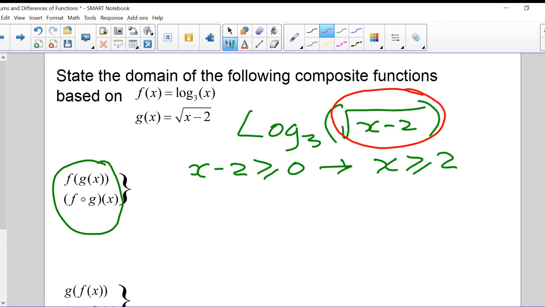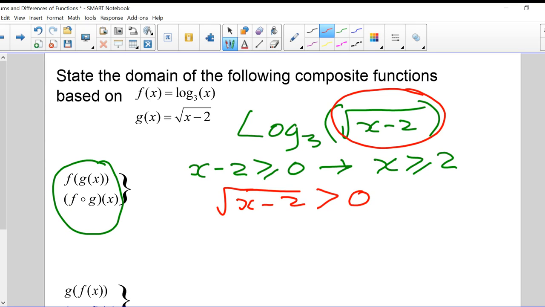The second condition that has to be met is that we have to take the log of this result. It means that this thing here, this square root of x minus 2, itself must also be greater than 0, not greater than or equal to. Let me just make sure we're clear on that. It must be greater than 0 because you cannot take the log of 0. Not only can it not be 0, it also can't be negative. It has to be positive. You cannot take the log of a negative number.